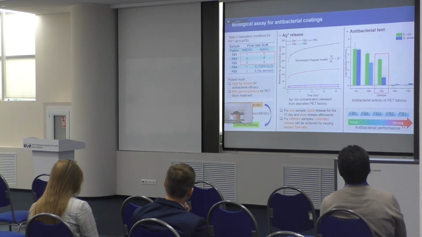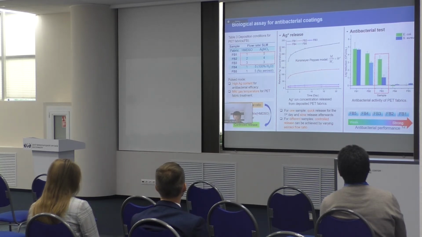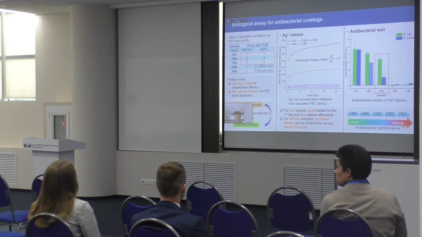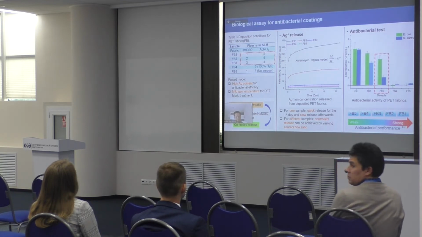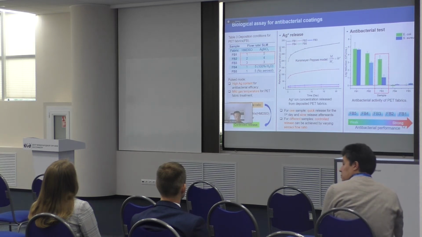Since PET fabrics are widely used in medical applications, we decided to develop the coatings on PET fabrics. For further experiments, we chose the pulsar mode to deposit on the PET fabrics for two reasons. The first is the high silver content for antibacterial efficiency. The second is the mild gas temperature for PET fabrics to avoid melting problems in the deposition.